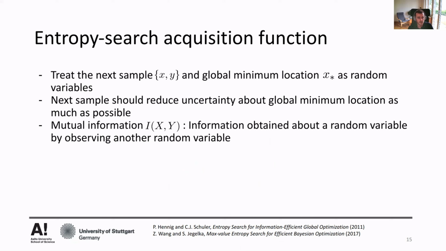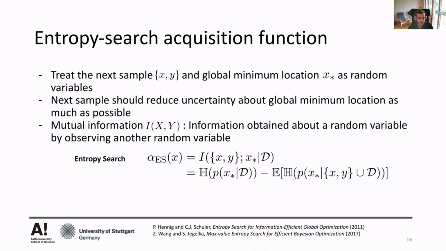Here the idea is the following: we treat our next sample and the unknown global minimum location both as random variables, and our target is to learn about the global minimum location. So we desire that the next sample should reduce the uncertainty about our global minimum as much as possible. And we can quantify this by using the mutual information. So the mutual information between two random variables quantifies how much information one obtains about one random variable if we would observe the other random variable. So what the entropy search acquisition function does is use the mutual information to construct an acquisition function.